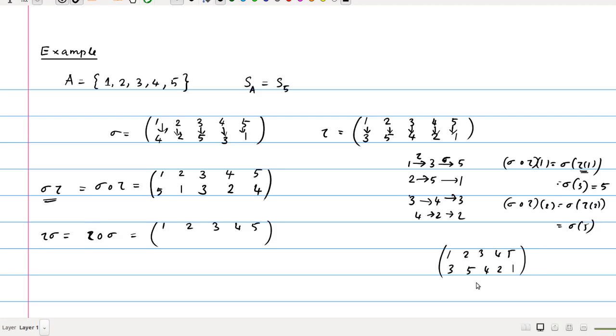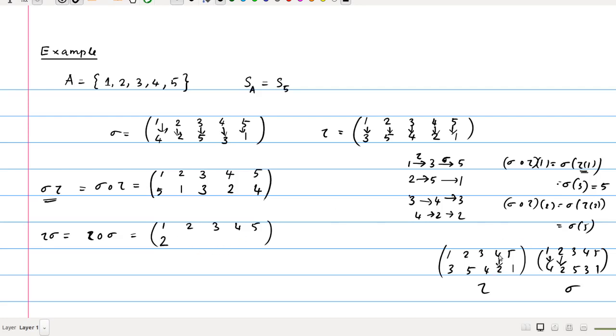Then this is our sigma. Sorry, this is our tau, and our sigma is 1, 2, 3, 4, 5. This is 4, 2, 5, 3, 1. This is our sigma. So in order to evaluate tau sigma, we first look into the image of 1 under this sigma. Okay, 1 goes to 4, that 4 goes to 2 here. So 1 goes to 2 ultimately.